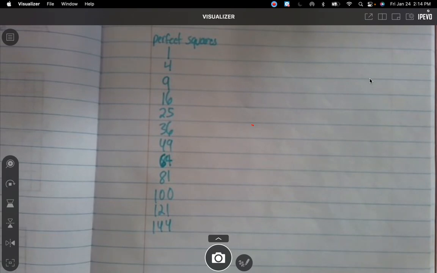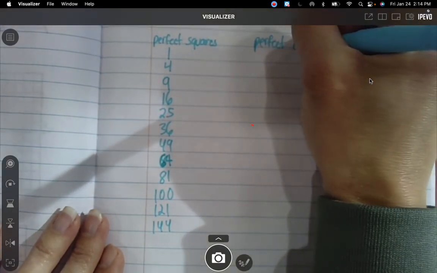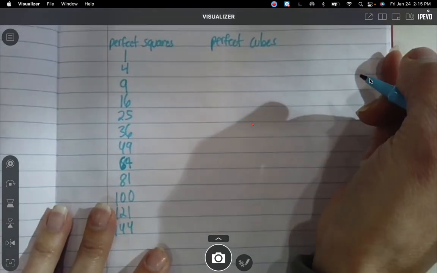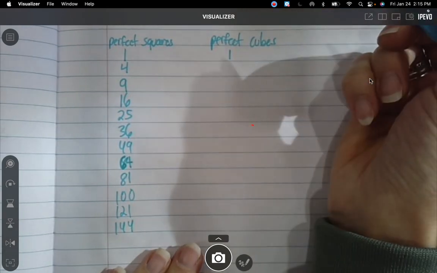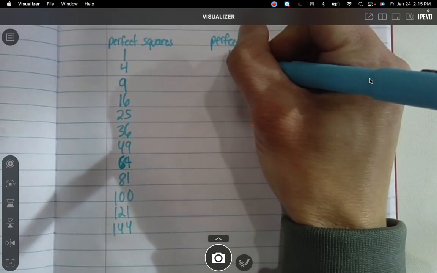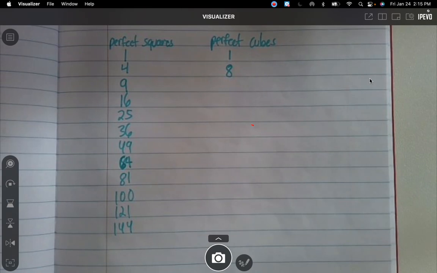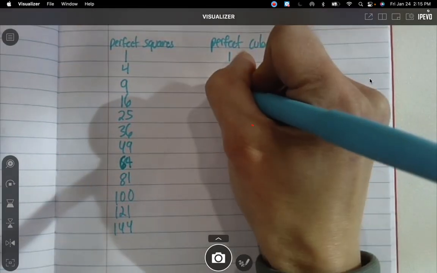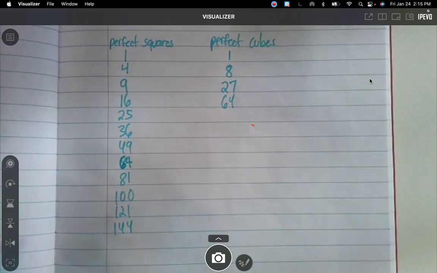So let's see, perfect cubes. We won't write as many of these because they grow faster, like exponentially. 1 times 1 times 1. 2 times 2 times 2, or 2 to the third power. So 8 is a perfect cube. 3 times 3 times 3, or 3 to the third, is 27. 4 to the third is 64, so that's a perfect cube.